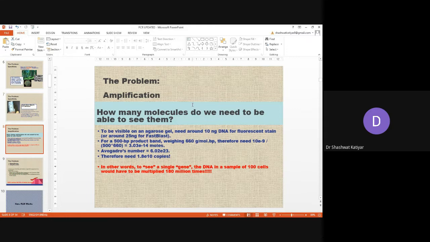By amplification, how many molecules do we need to be able to see them? Suppose we isolate a genome in an agarose gel, then we need around 10 nanograms of DNA for fluorescent stain. Then we go through gel electrophoresis and identify a particular fragment of that DNA. This is the data for the Avogadro number, 6.02, giving about 1.8 copies of that genome. So this one is a single gene which also has a large quantity, and that's why in a particular gene there is a need to amplify that gene into a number of copies.